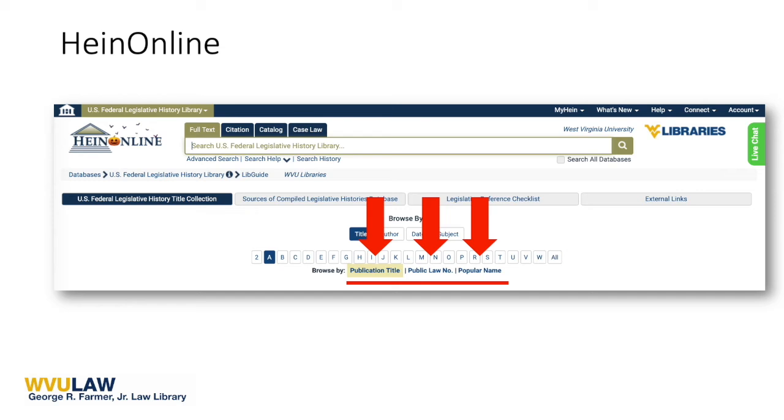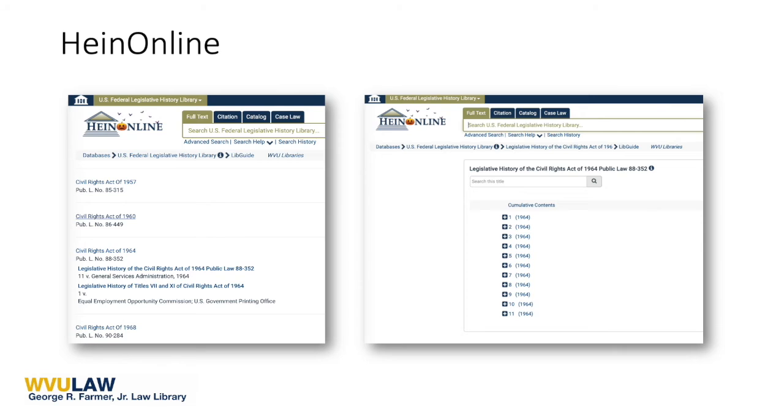So for example, by searching for the popular name of the Civil Rights Act of 1964, I find that there are two separate compiled legislative histories available on HeinOnline. Contents of the compiled legislative history is organized as it would be in the print edition by volume. Browse the table of contents or search from here.